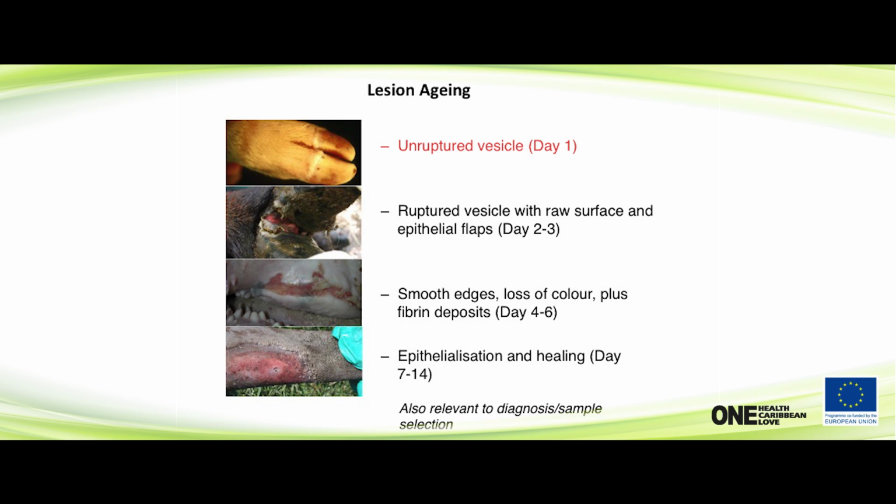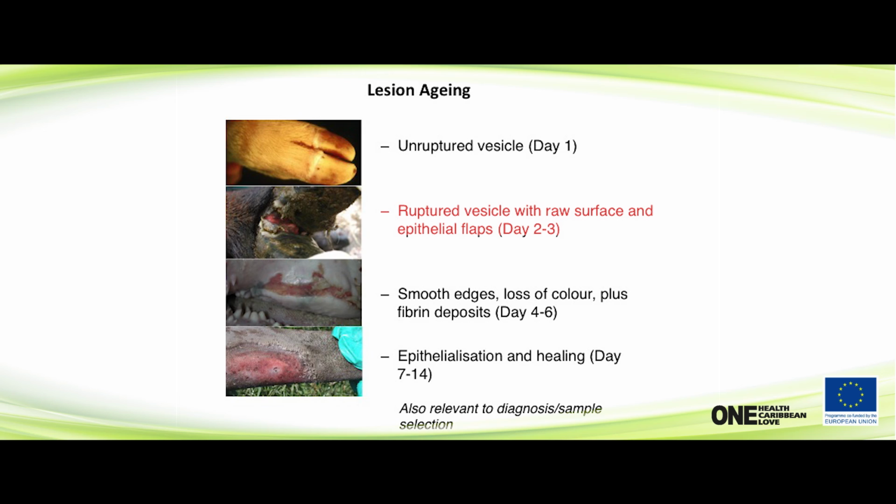So here we can see, on a pig's foot, a typical coronary band lesion, which stands out because it's very white and blanched, and that's an unruptured vesicle, so we call that day 1. And from that, as far as clinical sampling, we could either cut and remove some epithelium, or you could even use a syringe and needle to extract vesicular fluid.